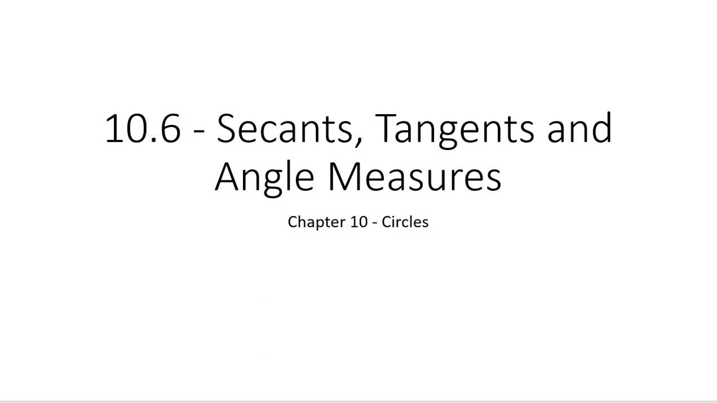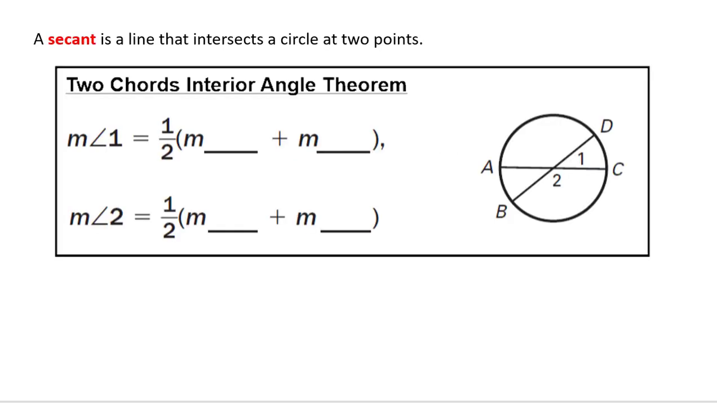Today we're going to be talking about secants and tangents, and chords technically also, and the angle measures that are formed inside and outside of our circles by all of these fun special segments. So, a secant is a line that intersects a circle at 2 points. And so technically AC and BD are secants because they intersect at 2 points.